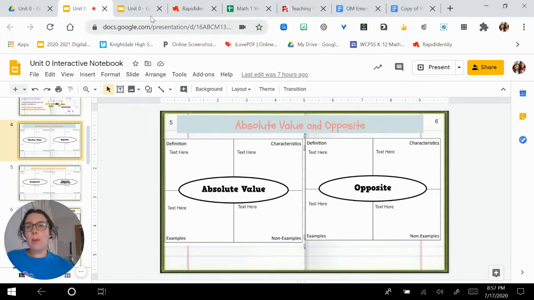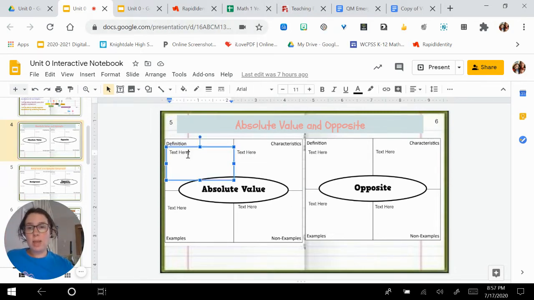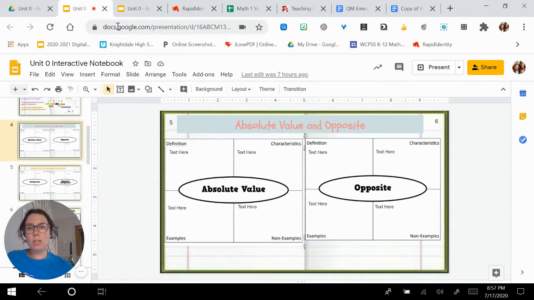Okay, so for these notes, you can just type into here, and I'm going to show you on my next tab what to type into here. So pause it, and then you can type the information into your 4 boxes. So let's go ahead and get started.